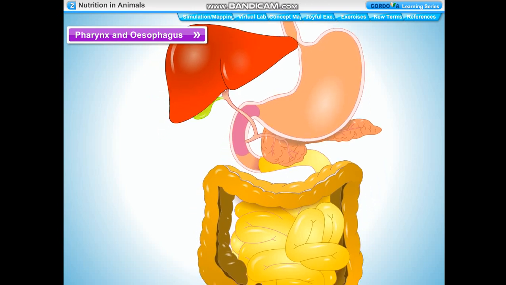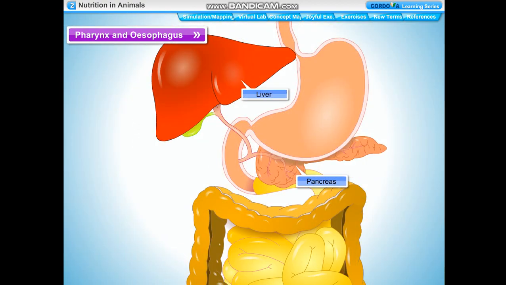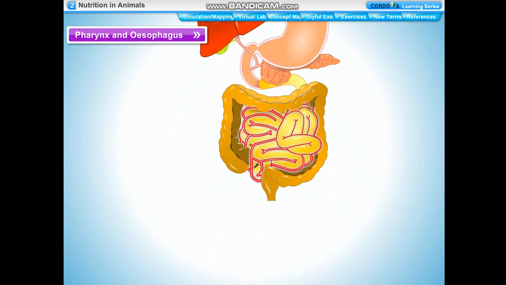The small intestine. The small intestine is the longest part of the alimentary canal. It is about 7.5 meters long and arranged in the form of a coil. The small intestine receives secretions from 2 glands, the liver and the pancreas, through a common duct. The wall of the small intestine also secretes digestive juices called intestinal juices.